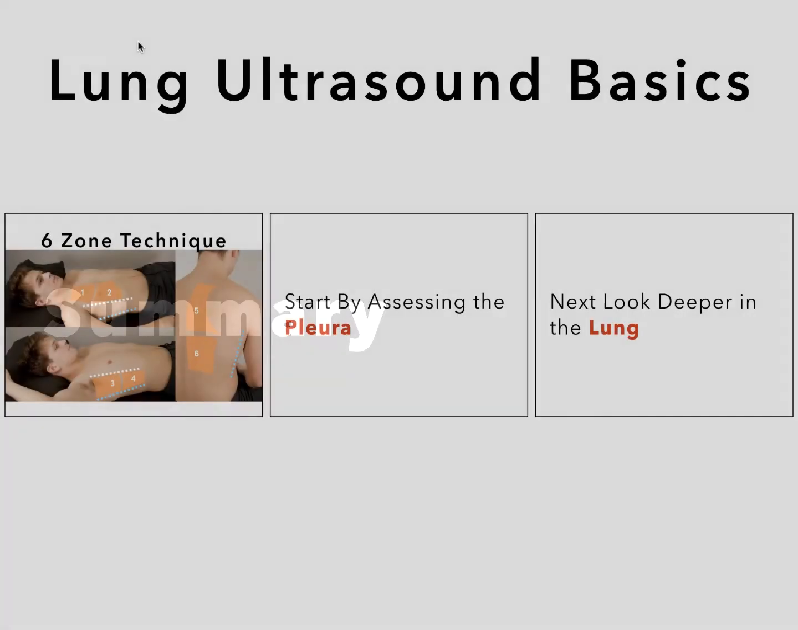In summary, we started off with lung ultrasound basics. I'd recommend the 12-zone scanning technique, looking at 6 zones per chest. We talked about starting your assessment at the pleura and then looking deeper into the lung to see if you can identify pathology like B lines or consolidation.